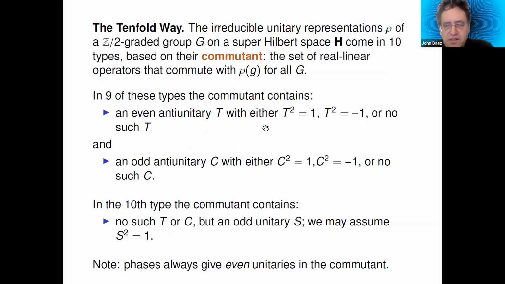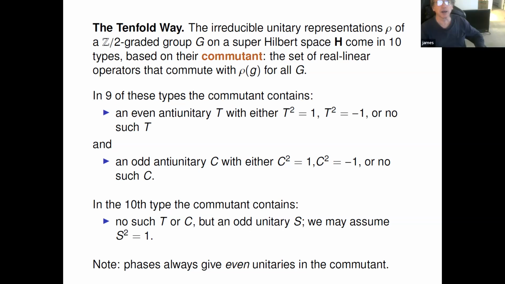And those anti-unitaries we've seen already. Well, I guess you have to enhance the argument a little bit, but it's the same type of argument. They have to either square to 1 or -1. So you get a 9-fold classification of what kind of anti-unitaries can commute with all your group transformations. And then there's this 10th kind that we've seen before, where you don't have either of those anti-unitaries in the commutant, but there's an odd unitary in the commutant.